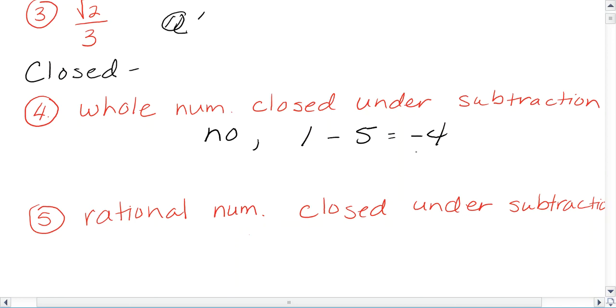Next example, number 5: are the rational numbers closed under subtraction? Well, any two rational numbers, whether it's a fraction or a decimal or anything, if you subtract them, you will always get another rational number. So we would say yes. So now you have the knowledge you need to do 9 to 12.